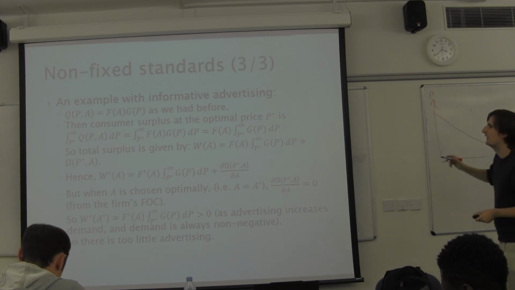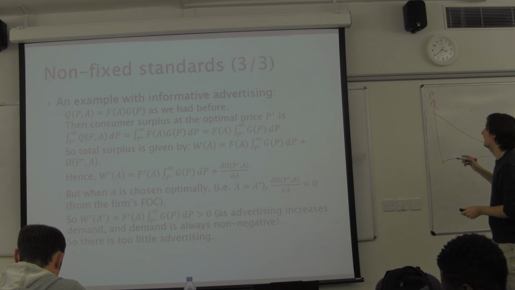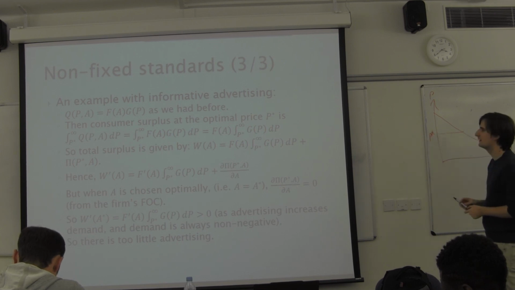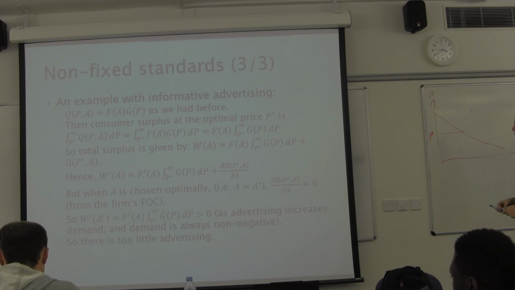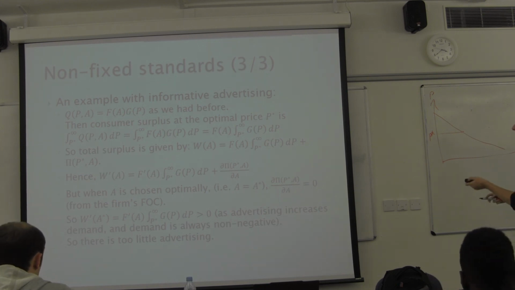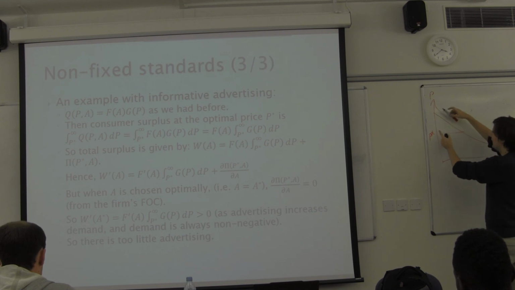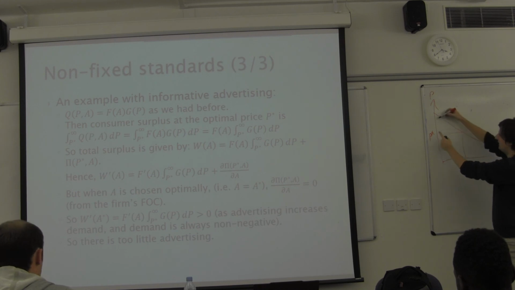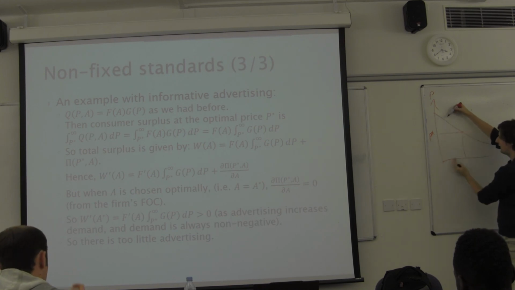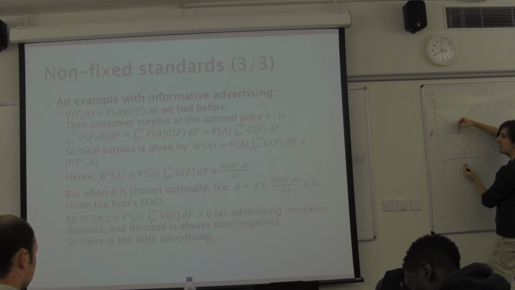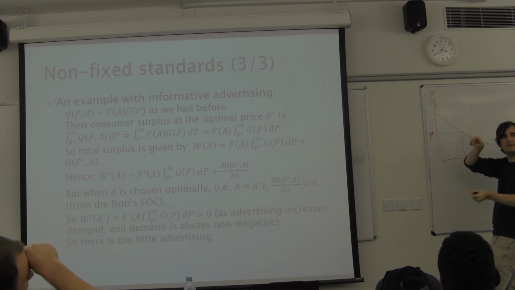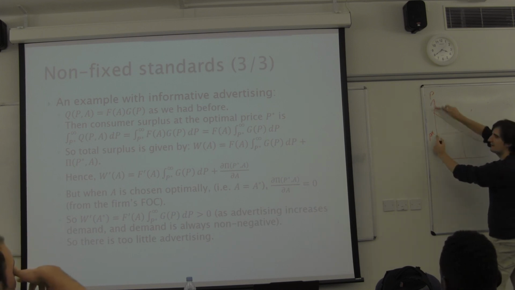Demand curve. Okay, so we've got some point P star. One way of thinking about consumer surplus is to do the integral along this line and then take away the box. Or you can think about rotating the diagram by 90 degrees and taking the integral along this line.